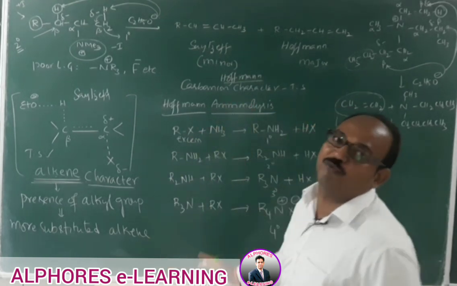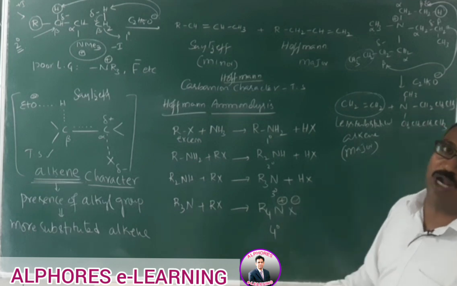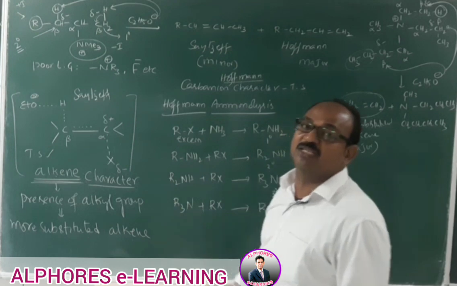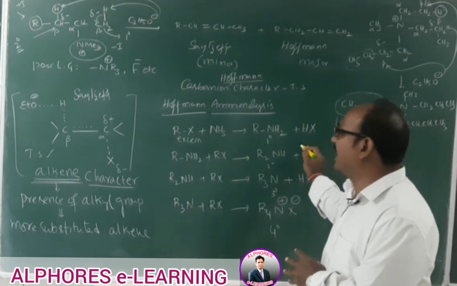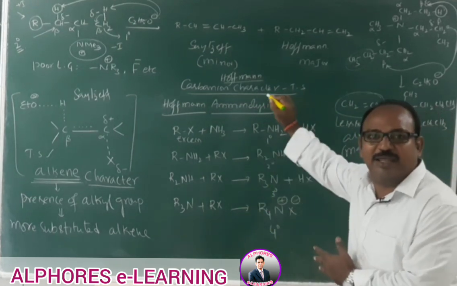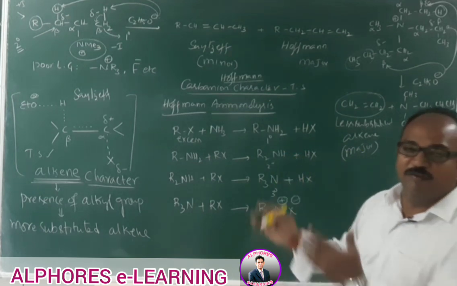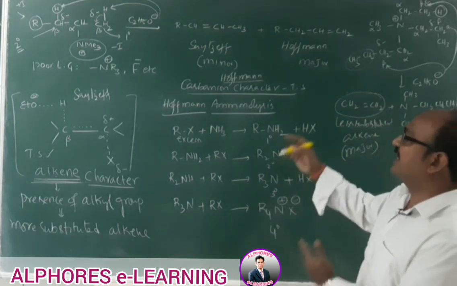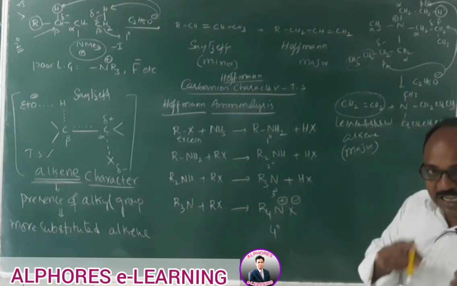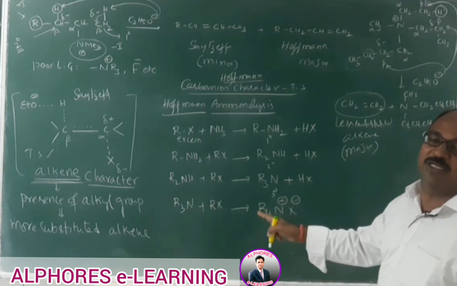Whereas in Hofmann elimination, the elimination does not take place via an alkene-character transition state. Instead, which transition state do we get here? A carbanion-character transition state. Why? In Saytzeff elimination, the leaving group is a good leaving group, whereas in Hofmann elimination the leaving group is a poor leaving group. Actually, only when the leaving group is poor do we get Hofmann elimination.